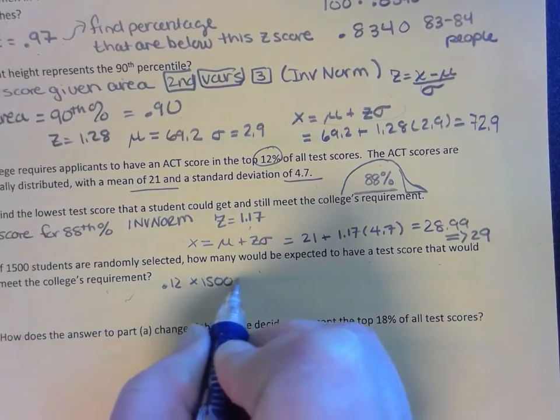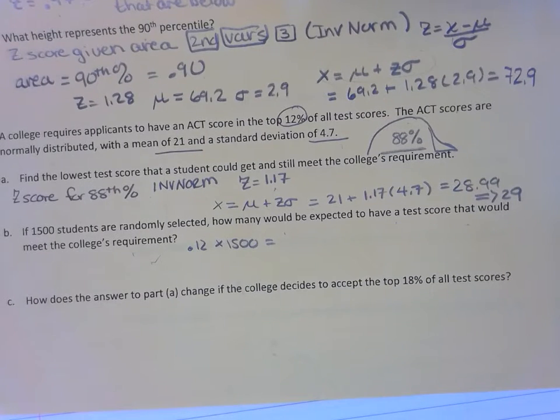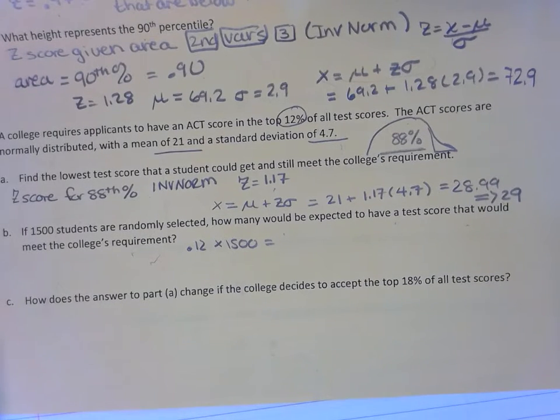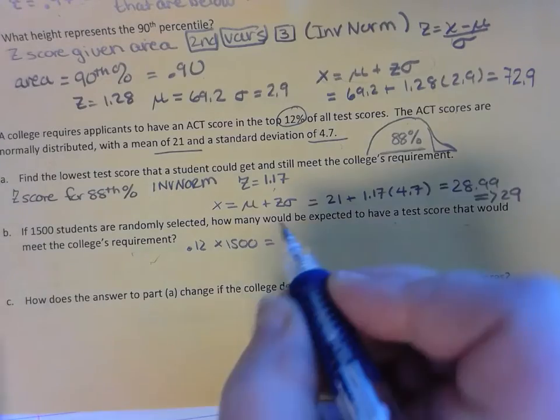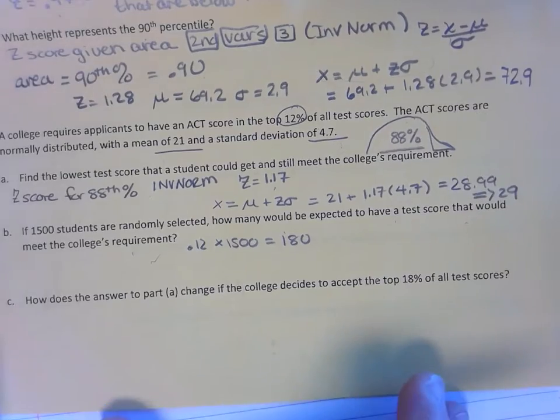Because if you want to be in the top 12%, right? That's kind of a silly question. Sorry, guys. 0.12 times 1,500. That gives me 180. Approximately 180 kids out of the 1,500.